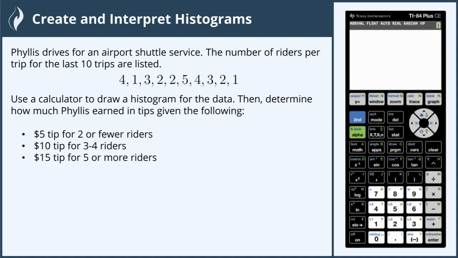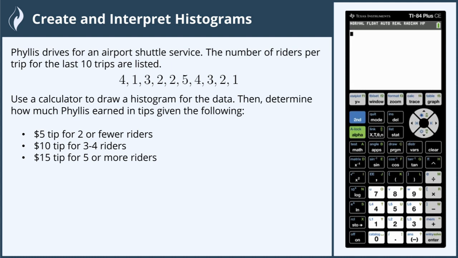Phyllis drives for an airport shuttle service. The number of riders per trip for the last 10 trips are listed. We're going to use a calculator to draw a histogram for this data and then figure out how much Phyllis earned in tips, given that there's a $5 tip for 2 or fewer riders, a $10 tip for 3 to 4 riders, and a $15 tip for 5 or more riders.